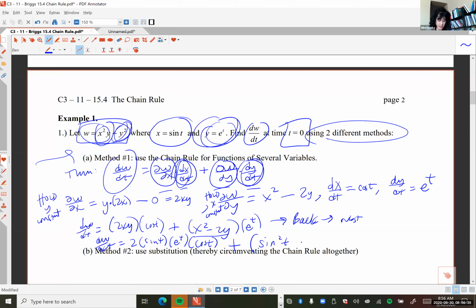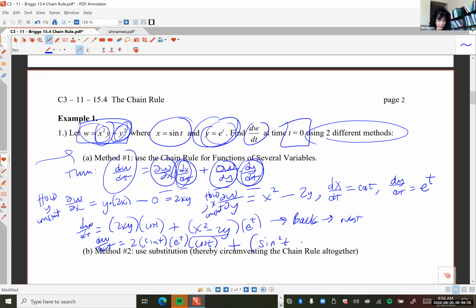Now I can evaluate dw/dt at time t equals 0, and I'm just going to substitute 0 everywhere I see a t, and that's not going to be too hard. And then what is our final result here? Well, sine of 0 is 0, so two of those terms just go to 0. Beautiful. And the only term we have here is the negative 2e to the 0, and so your final answer is negative 2. So the rate of change of w with respect to time t is negative 2. Fine. So I just finished method 1.